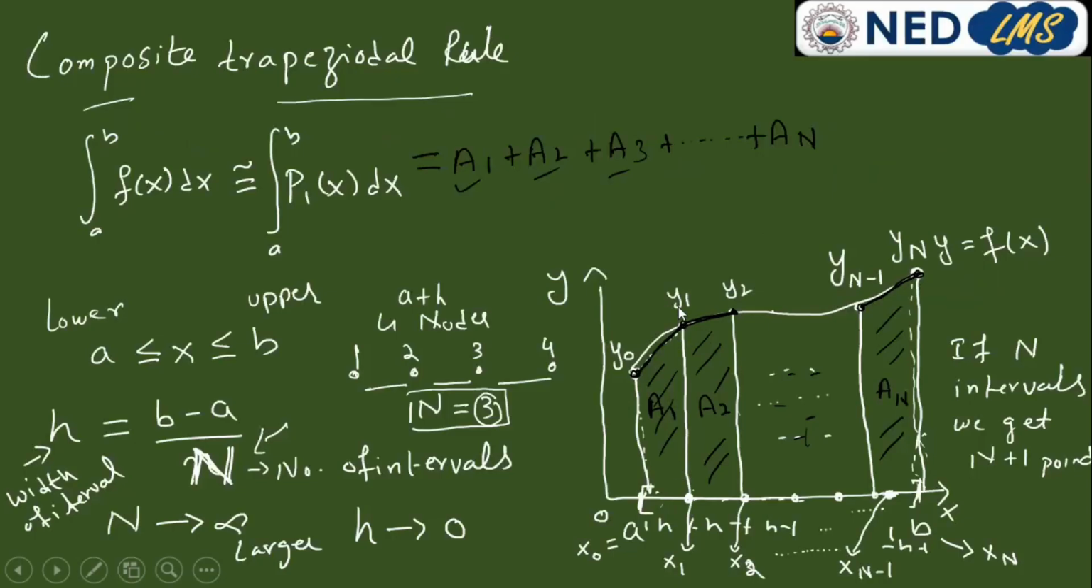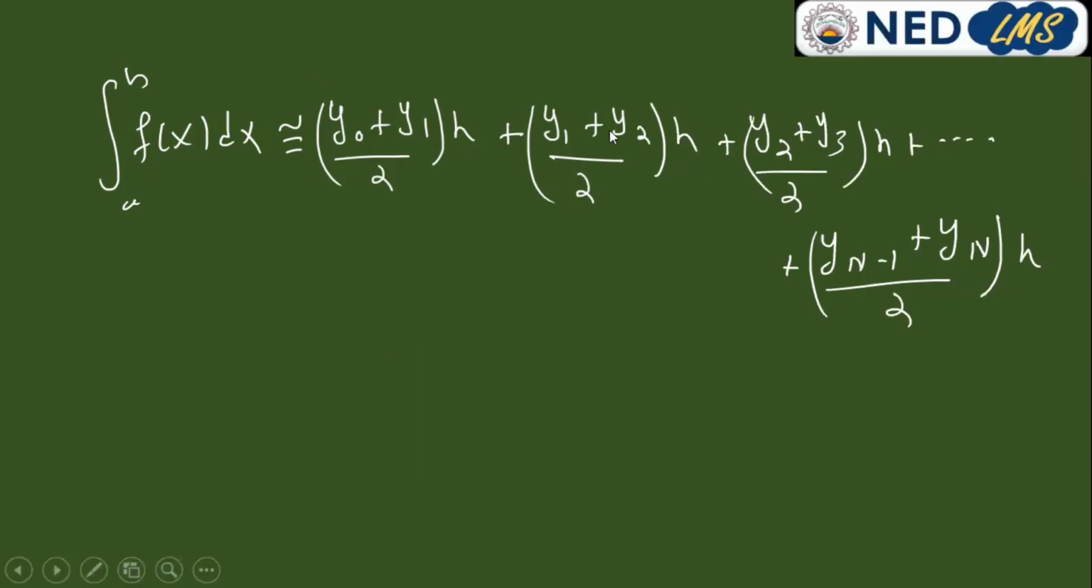So these common nodes are appearing twice, keep this in mind. This is the part, and if we simplify it, because h is constant, we can take out h, and we can see that all the terms in the denominator are also constant, so we can take out 2 as well.